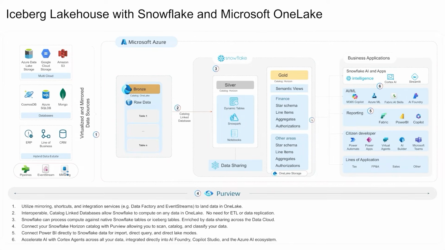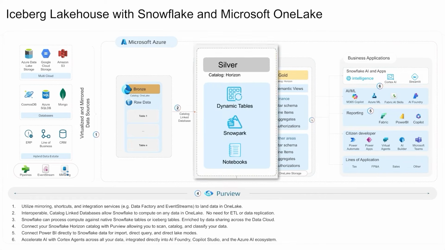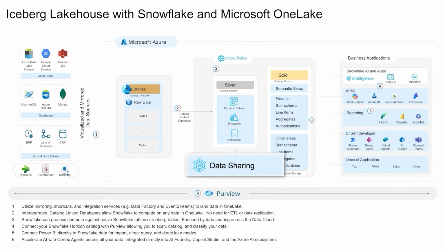Now, for Snowflake to read the data in OneLake, we use a feature called catalog linked databases. This leverages the OneLake Iceberg REST catalog APIs to allow Snowflake to access both the Iceberg metadata files and the underlying data files, making the data appear in Snowflake like it would any other database, queryable by both SQL and notebooks. From here, Snowflake can process the data like any other data engineering workload, merging it with data already ingested directly into Snowflake native tables, along with data from Snowflake data sharing.